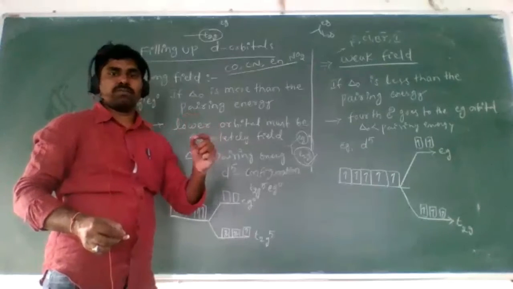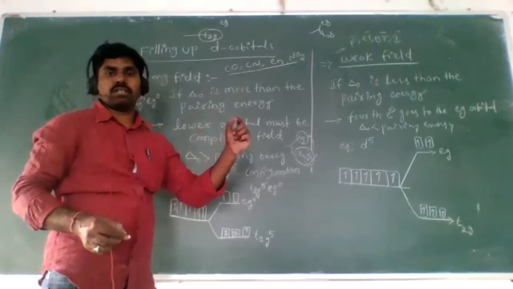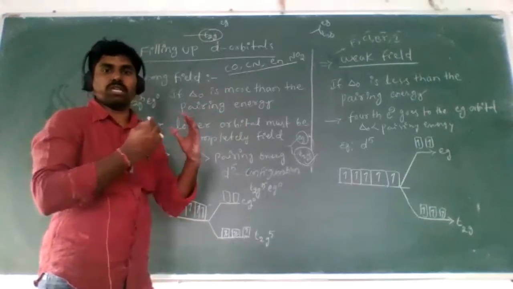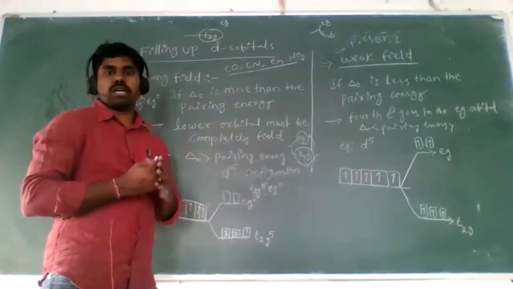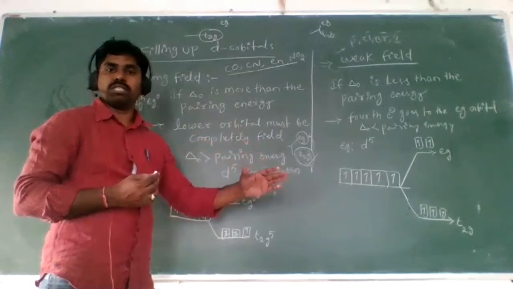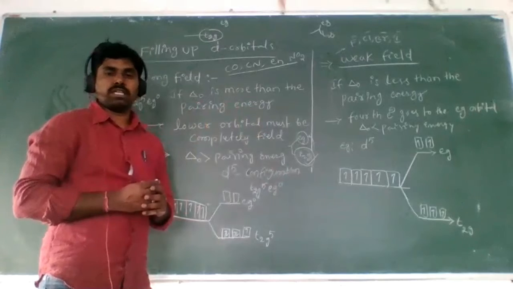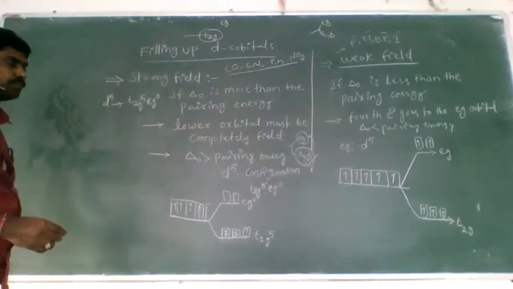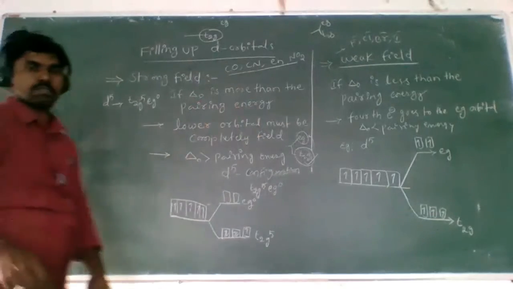In the weak field, T2g half-filled and eg half-filled means the fourth electron enters into the eg orbital. Of the five electrons, three electrons jump to the T2g, and the remaining fourth electron jumps to the eg. Is that clear? Okay, understood? Right. So note down. Written? Right.